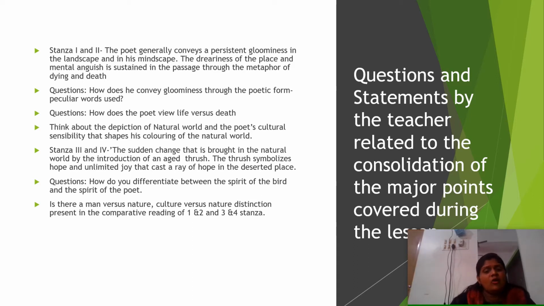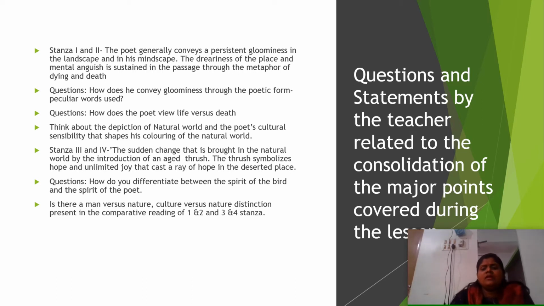For example, a lot of imageries are used to describe the process of dying and death, and the peculiar words used. For example, the words starting with D: dreariness, then dregs. So these words convey the gloominess that's there in the landscape as well as in the mindscape of the poet. Then the second question that we can ask the student: how does the poet view life versus death?